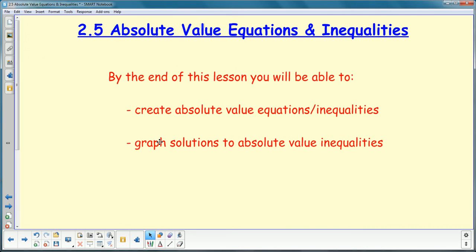Alright, so that is it for this lesson. Next time we get in class, or maybe the time after, depending on how much progress we can make, we will be practicing creating some absolute value equations and inequalities, which is going to generate some higher order thinking, and then we will graph those solutions.